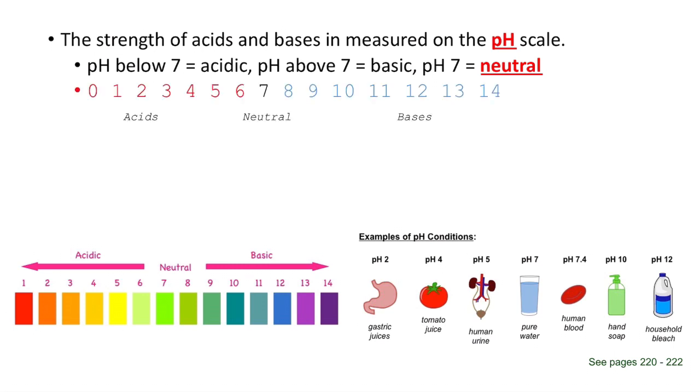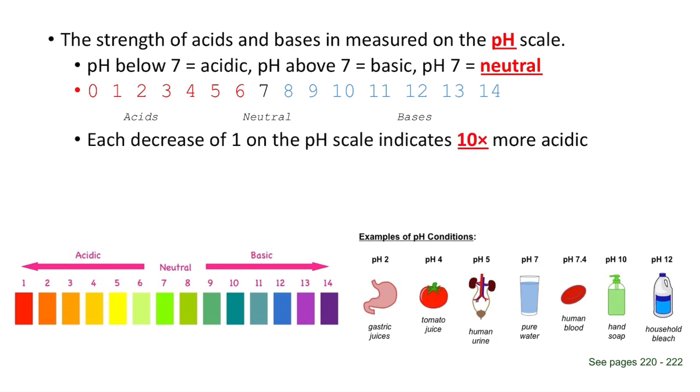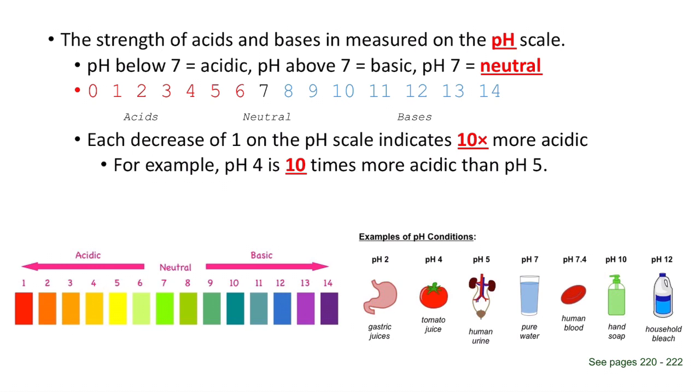a pH of 7 is considered neutral. So here is just a really nice color-coded example. So from 0 to 6, acidic, 7 is neutral, 8 to 14 is considered basic. Each decrease of 1 on a pH scale indicates 10 times more acidic. So for example, a pH of 4 is 10 times more acidic than a pH of 5.